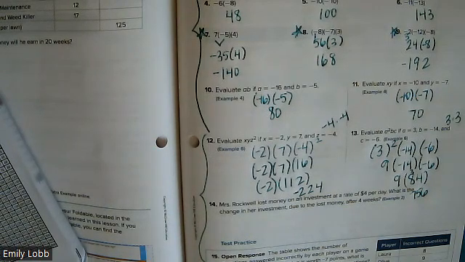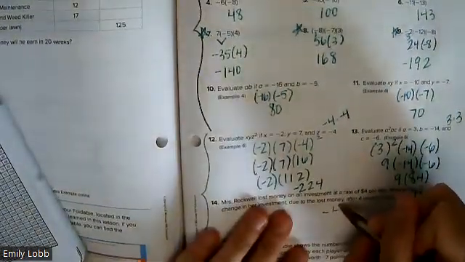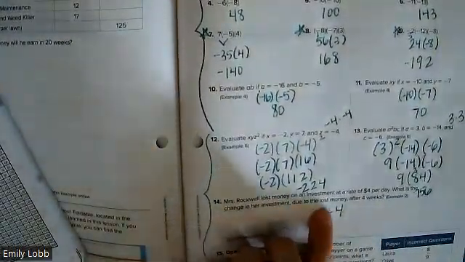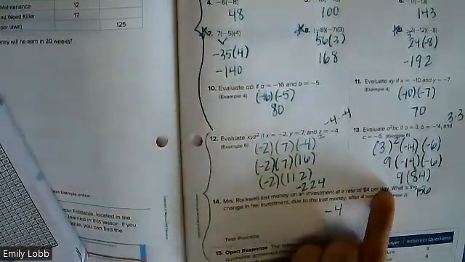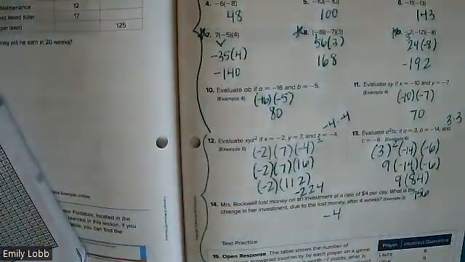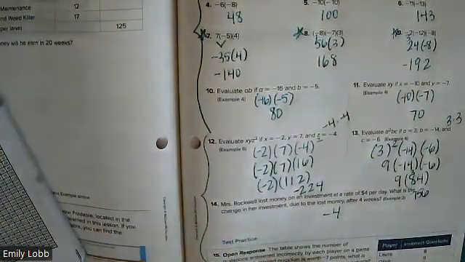All right, Miss Rockwell, are you ready for 14? Lost money. If she's losing money, are we saying it's positive or negative? It's negative. So it's going down negative $4 per day. What's her change in investment due to the lost money after 4 weeks? We know per day. So how many days are in 4 weeks? 28 days in 4 weeks. There's 7 days in 1 week. So 4 weeks would be 28.